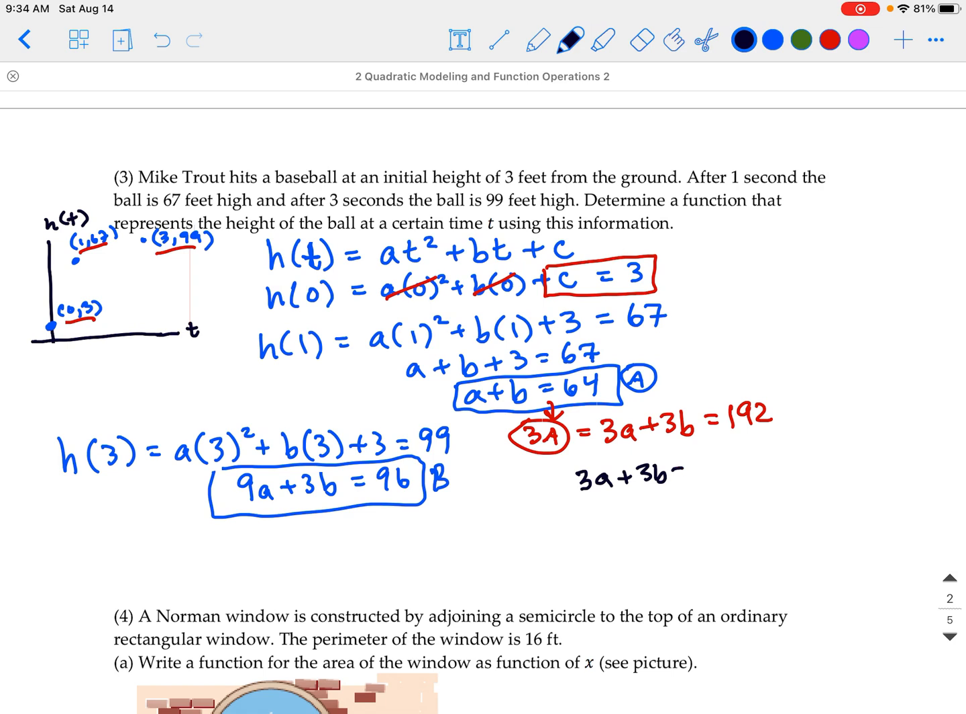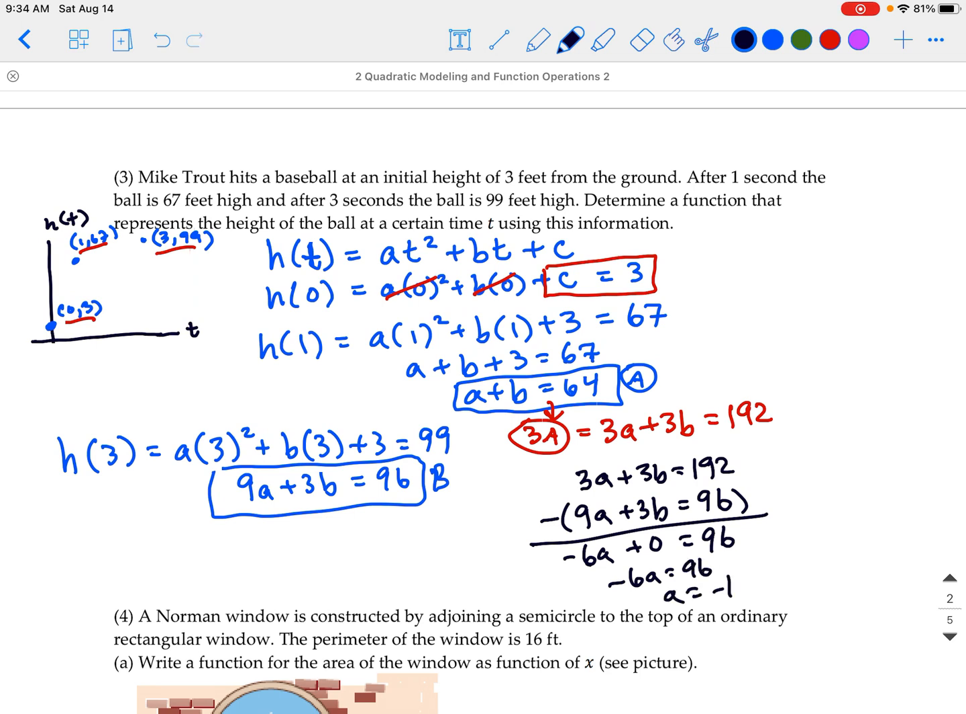We've got 3A plus 3B equals 192, and then I'll line up 9A plus 3B is equal to 96, and then I'm going to subtract. Now you might multiply maybe by -3 to make everything negative ahead of time and then add. Definitely be careful with your work. So we've got 3 minus 9 is -6A, 3B minus 3B is 0, and then 192 minus 96 is, well, 96 again. So it looks like -6A is equal to 96, which means A is equal to -16.